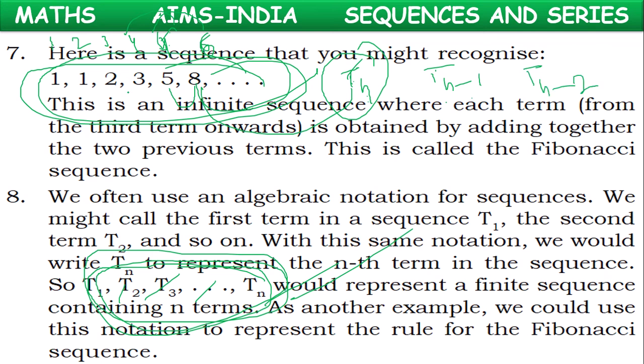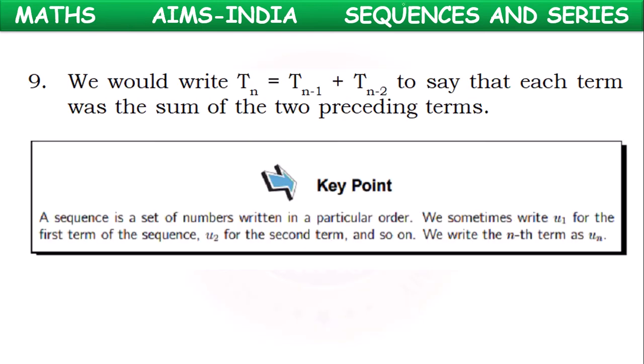Now, in this sequence, what is the value of Tn? Tn is the sum of Tn minus 1 plus Tn minus 2. Which means the nth term is obtained by adding the two previous terms. Not only the nth term, any term in the Fibonacci sequence can be obtained by adding the previous two terms. That's why the Fibonacci sequence can be written in this manner.